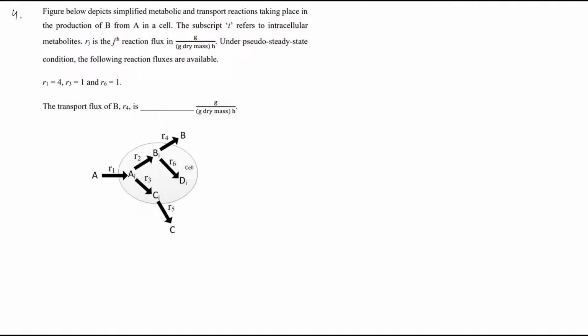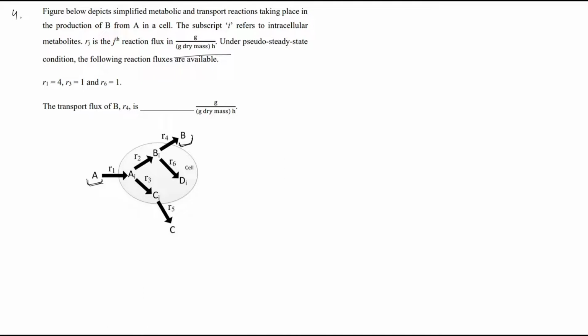The figure below depicts simplified metabolism and transport reactions taking place in the production of B from A in a cell. So compound B is produced by utilizing A in a cell. The subscript i refers to the intracellular metabolites, and Rj is the jth reaction flux, and this is its unit. It's given as gram per gram dry mass.